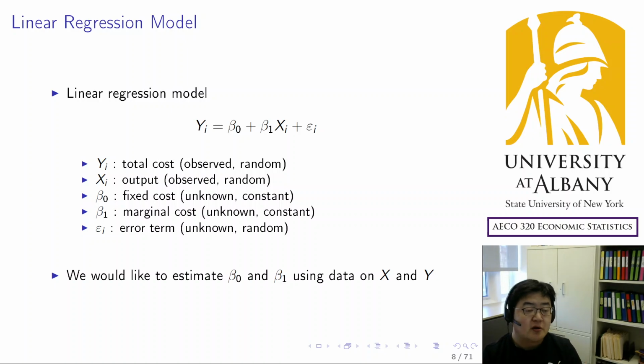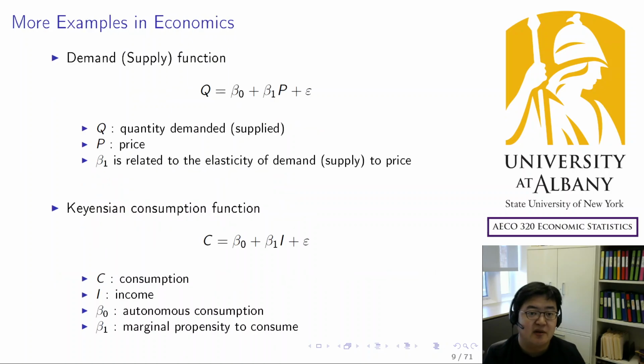Okay, we learned this basic example and motivated the linear regression model. And this structure is actually pretty common in many economics, like if you assume something is linear. So for example, let me give you two examples. The demand or the supply function can be considered a linear function, then you may apply the linear regression model. So here, demand or supply function takes this form.